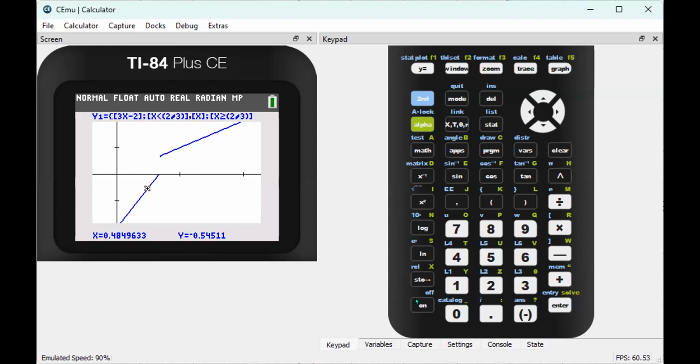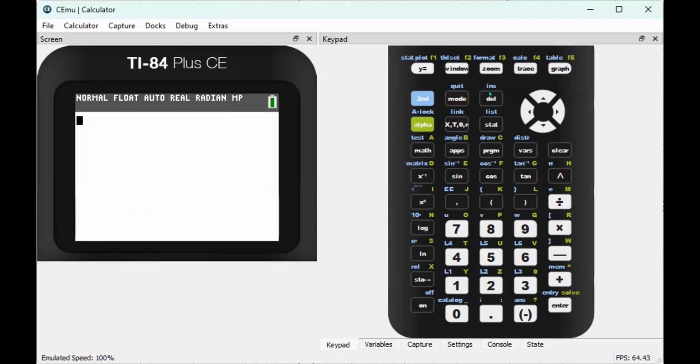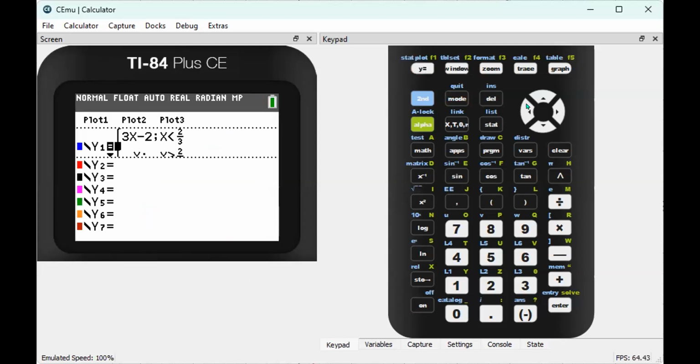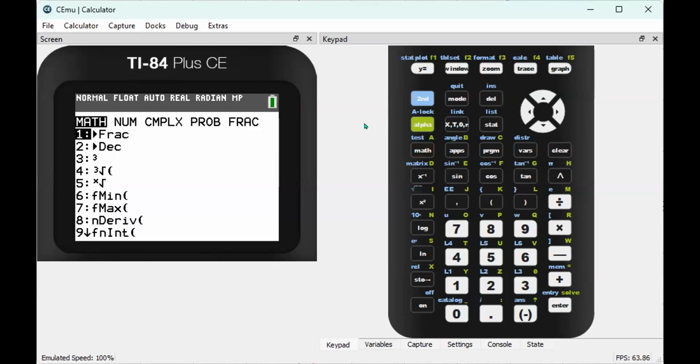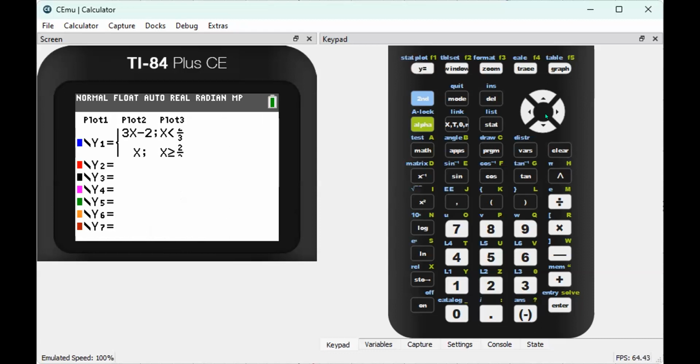Right. One more thing. Let me just unclick this equal button. Let's say that you're using the traditional calculators, older versions of calculators. This 3x minus 2 piecewise function, which you activate from math and then scroll up to option B, will not be available in older calculators, but you can still graph piecewise functions. So in case you're using an older one, let me show you how to do it.